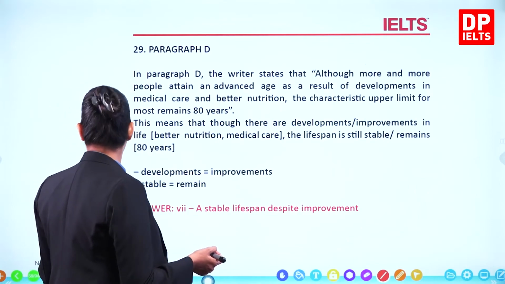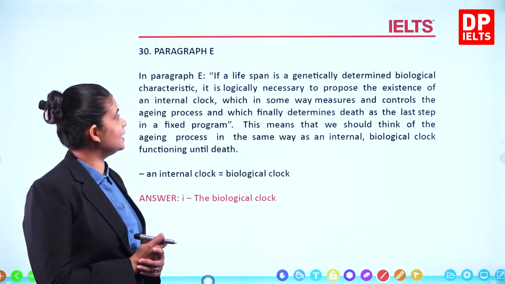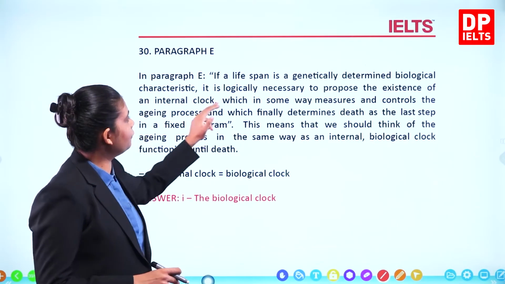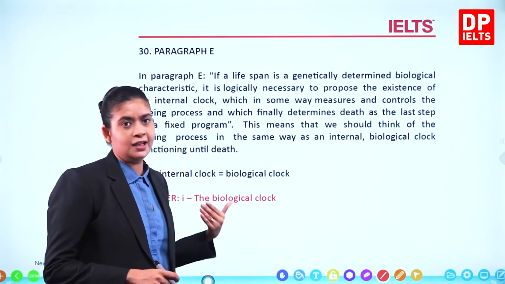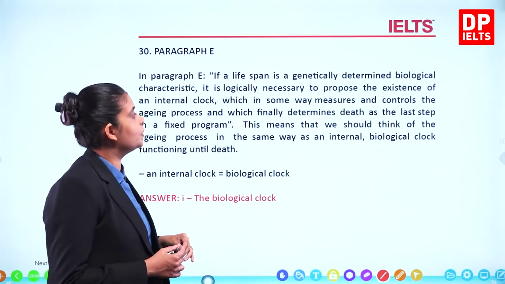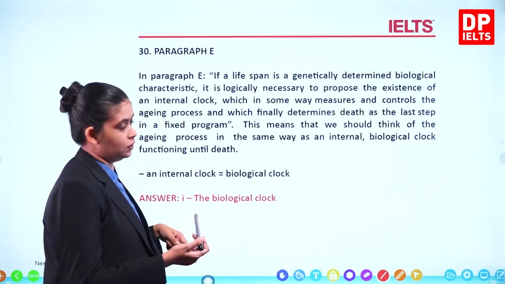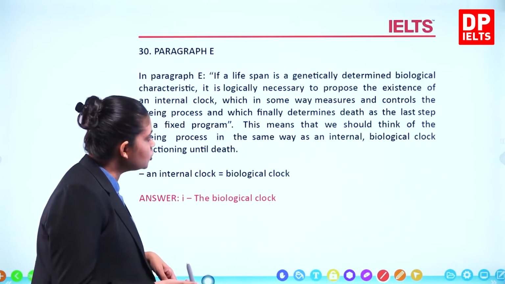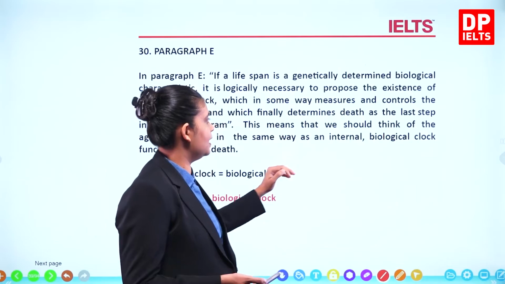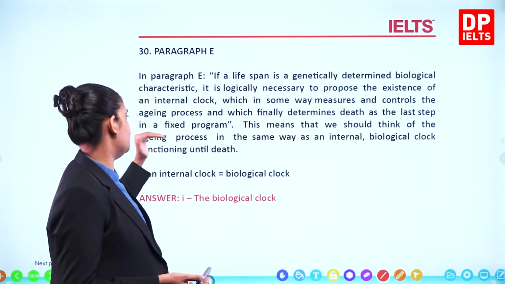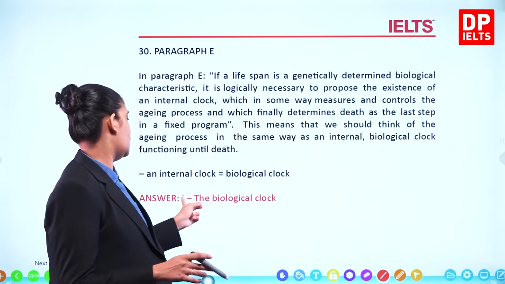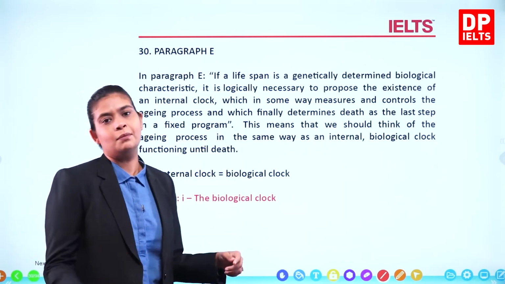Okay. Moving on, question number 30, paragraph E. So here, if a lifespan is a genetically determined biological characteristic, it is logically necessary to propose the existence of the internal clock, which in some way measures and controls the aging process and which finally determines the death as the last step in a fixed program, right. So basically it's talking about the biological clock. So I would say number 1, internal clock means biological clock.